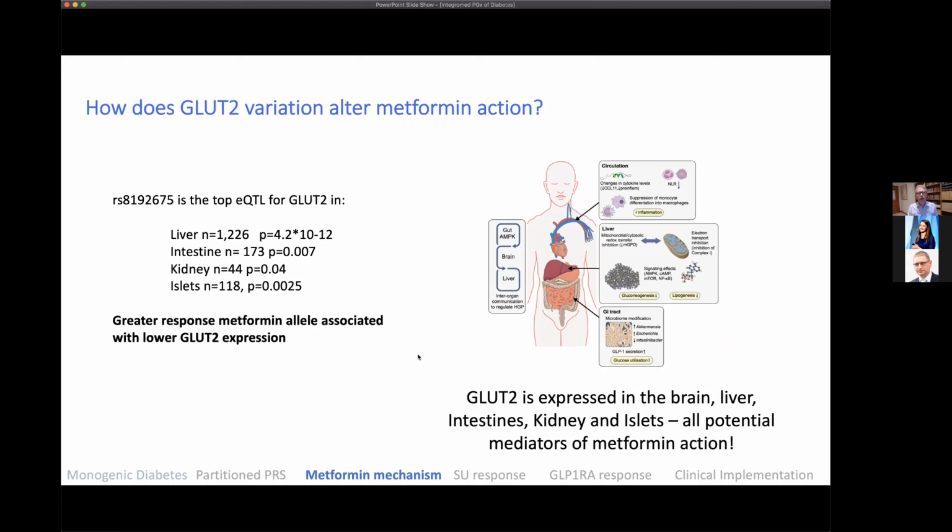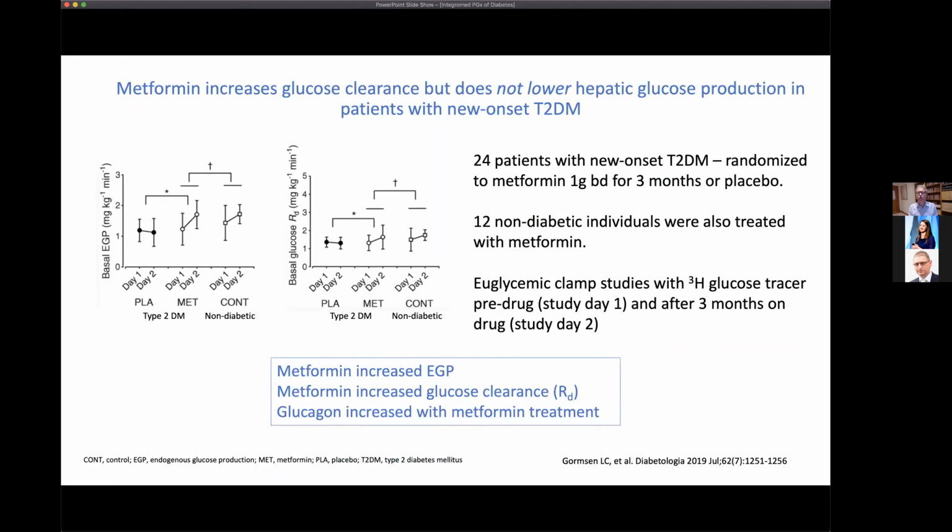So logically, you'd think, well, maybe we're told that metformin works in the liver, and we know that GLUT2 is in the liver, so maybe this is all just to do with glucose efflux in and out of the liver. I just want to share with you a little bit of data that challenges the concept that metformin works in the liver, and then talk around how our GLUT2 SNP may be working. So this is data from a Danish group from a couple of years ago who undertook sort of gold standard euglycemic clamp studies in patients who were recently diagnosed with type 2 diabetes, randomized to metformin or placebo.